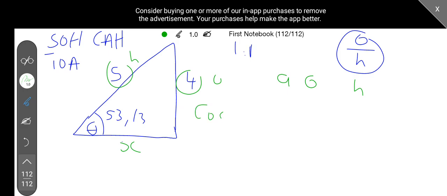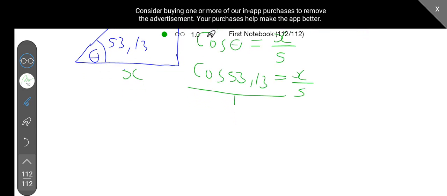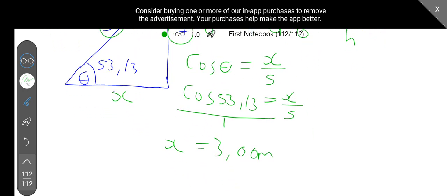So we can say that cos of theta is equal to adjacent, which is x, over 5. So cos theta, that is cos of 53,13, and that is equal to x over 5. And to get x on its own, we're going to cross multiply, and then you multiply x by 1. Then x is equal to 5 cosine of 53,13. And let's see, our answer is 3,00. So here we get 3,00 meters. So we can use cosine, you see.